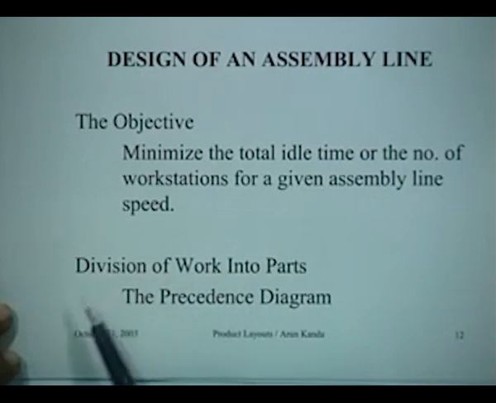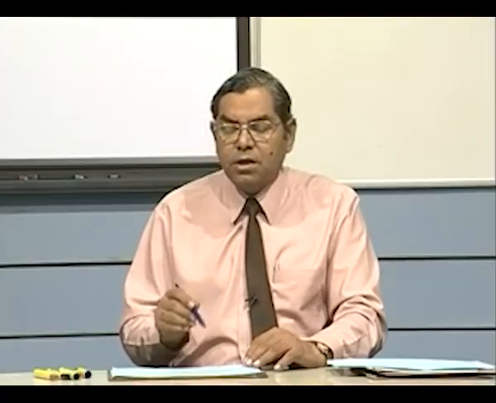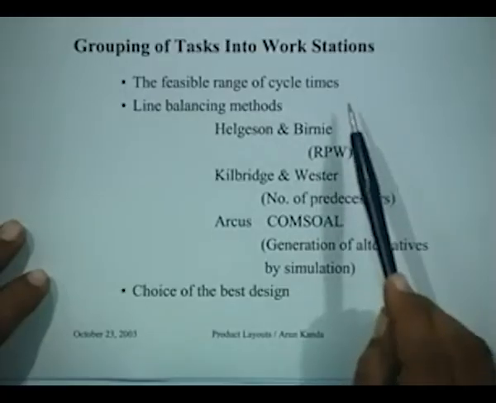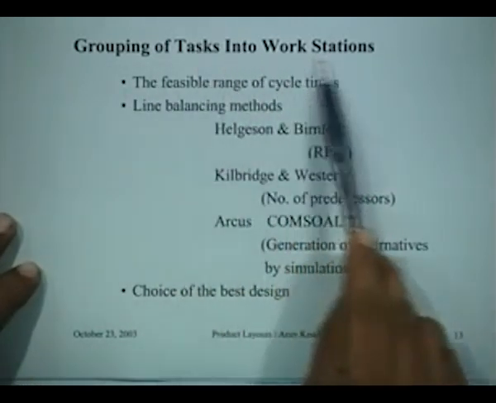And the basic information that we have at our disposal in such a situation is that we are dividing the work into parts, and this division is known as the precedence diagram. So the precedence diagram is basically a projection of the components or the parts that have to be done in the overall product and in what particular sequence. Once we have done this development of tasks, the basic design of the assembly line is actually done by grouping the tasks into workstations.